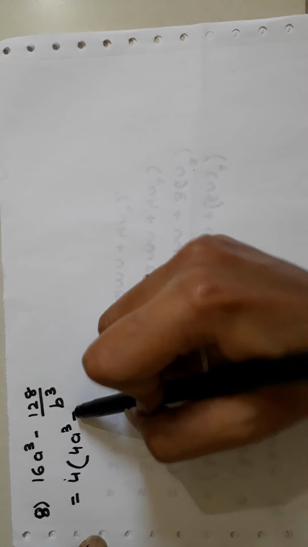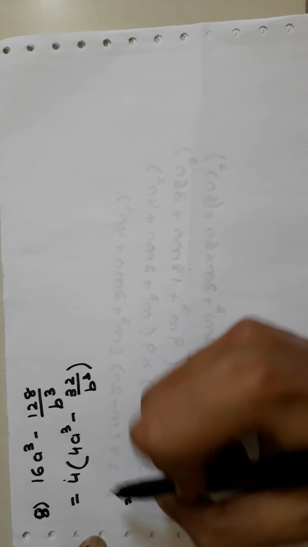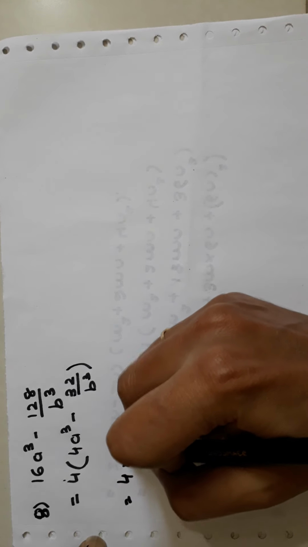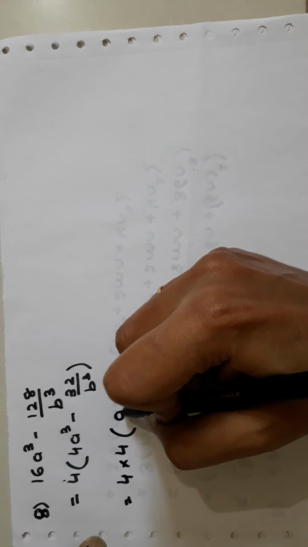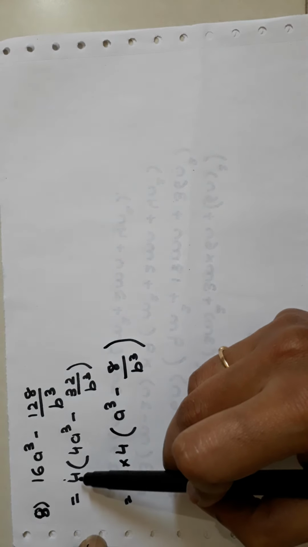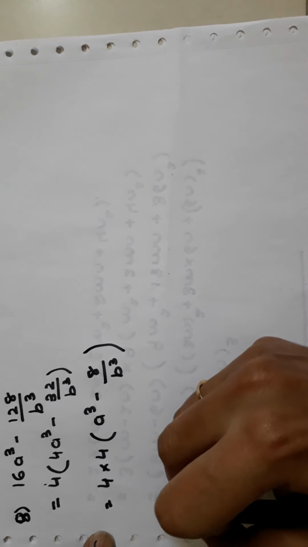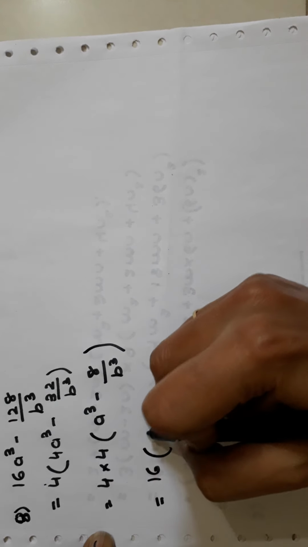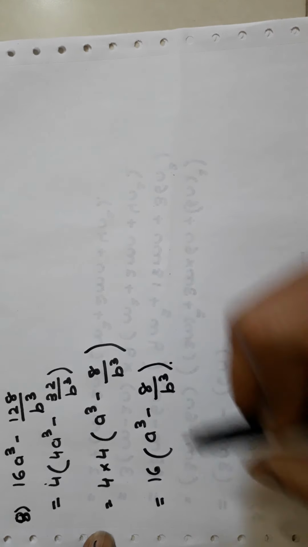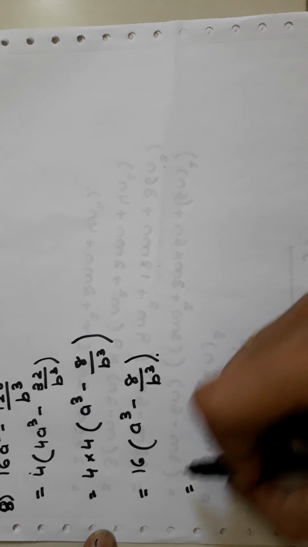4 times (a cube minus 32 upon b cube). Again 4 is common in both the terms. So again you can take 4 common. a cube minus 8 upon b cube. Now in this step you can directly take 16 common from both the terms. 16 times (a cube minus 8 upon b cube). Now we are going to use the formula for the term in the bracket.